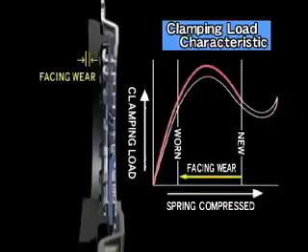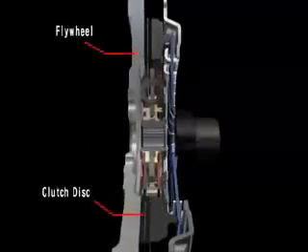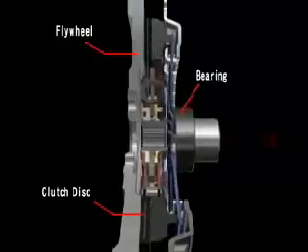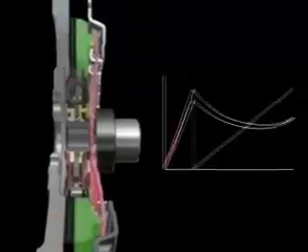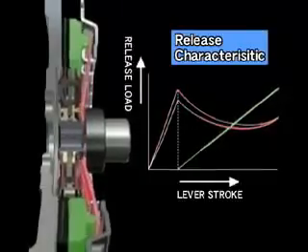This indicates the clutch disc's usable range. If wear exceeds this range, it will be impossible to obtain the necessary compression force and the clutch will slip. The release load of the diaphragm spring and pressure plate travel when the clutch disc is disengaged is shown by this graph, which is called the release characteristic.